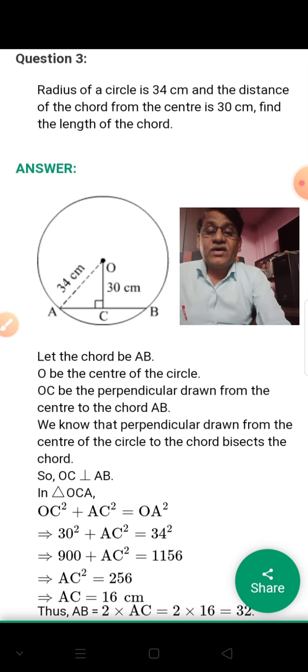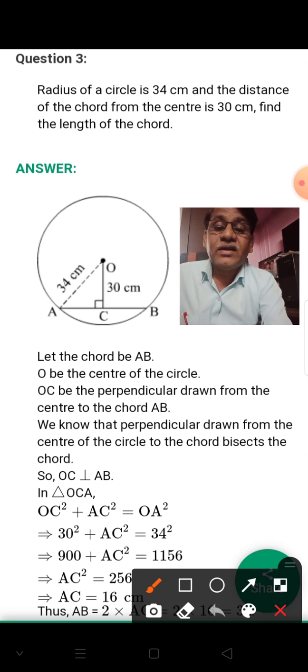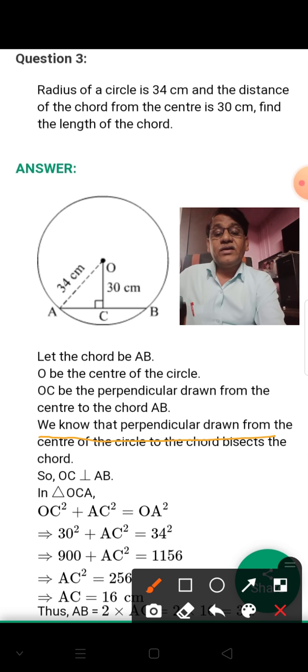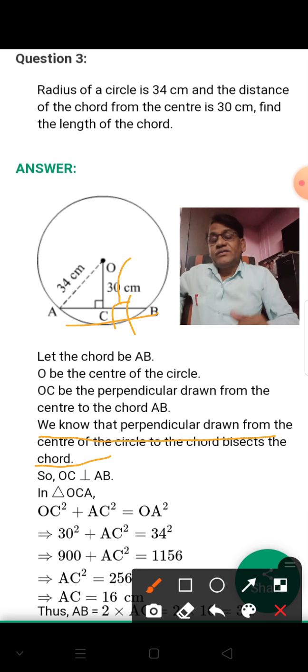So we know that the perpendicular drawn from the center of the circle to the chord bisects the chord. Okay, this is the theorem. Therefore this OC is perpendicular to AB. So again here one right angle triangle is formed, that is triangle OCA. In triangle OCA, angle OCA is equal to 90. Okay, it is perpendicular. So again you can use the Pythagoras theorem.